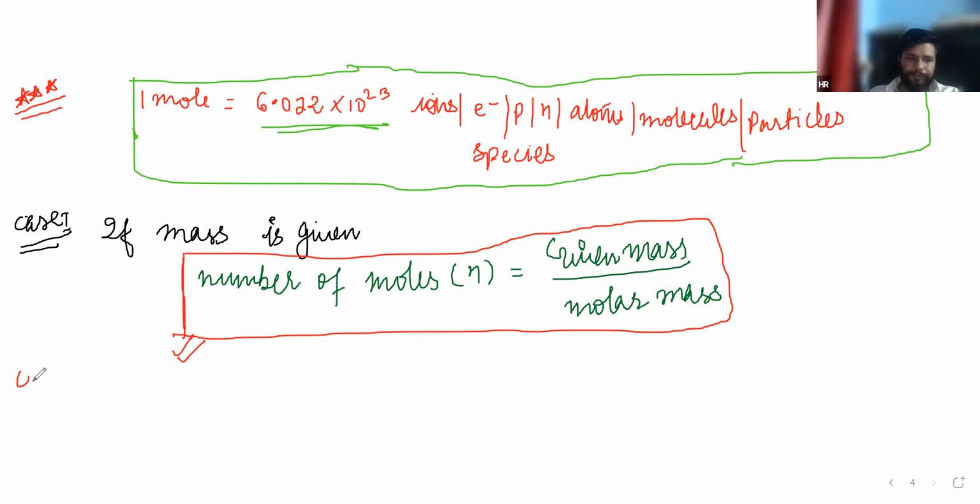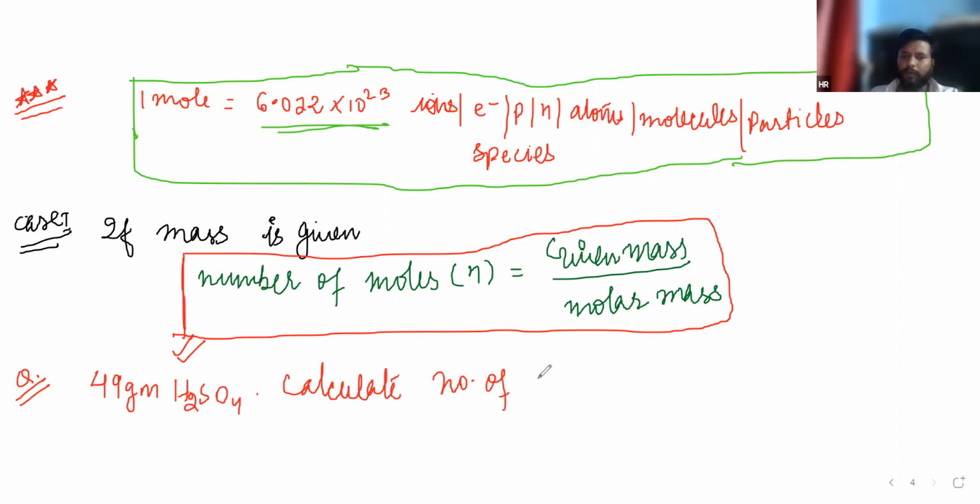For your clearance, I'm giving you a very good example. Like if we have given 49 gram H2SO4, calculate number of moles. Now see, what is the formula of number of moles? Number of moles is equal to given mass upon molar mass.